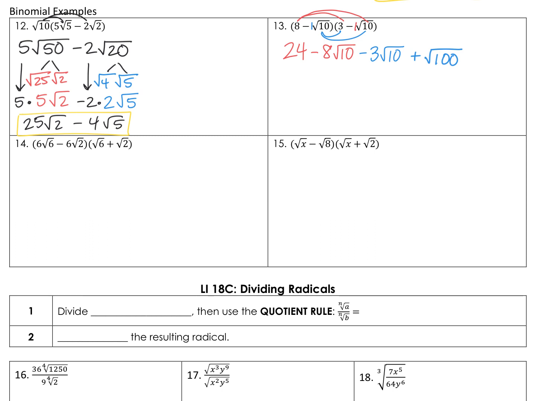Do you see some like terms? Yeah, in the middle. Negative 8, down 3 more. Careful, please. That would be negative 11 root 10. What do you get from the square root of 100? 10. Okay, you have some more like terms: 24 and 10. Usually you're going to put the constant out in front, so that would be 34 minus 11 root 10. That is your final answer.